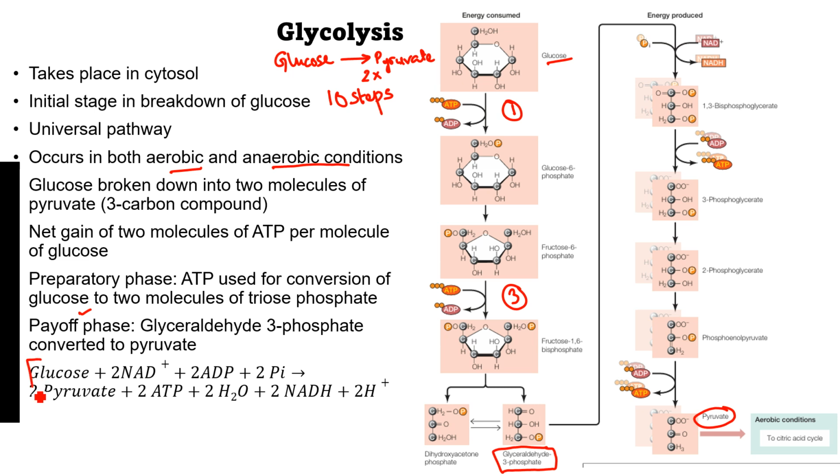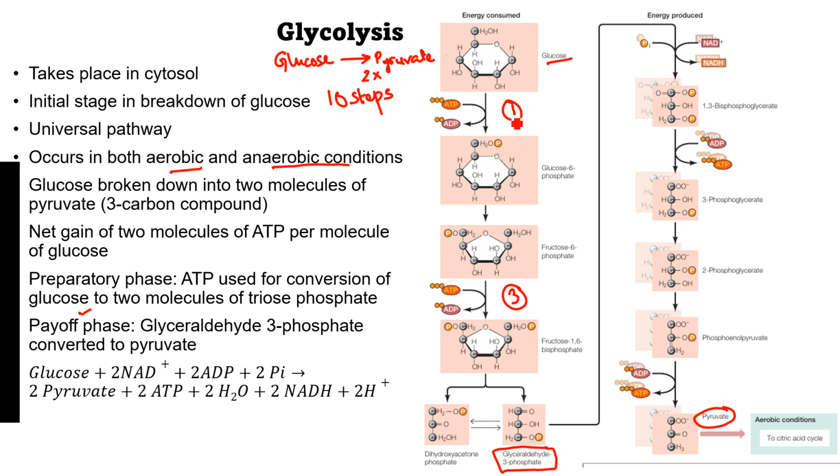Okay, so the overall reaction, if you can write it, what is it? It is glucose plus 2 NAD plus 2 ADP plus 2 Pi giving me two pyruvate molecules, two ATP, two water molecules, two NADH, and two H plus. So a couple of things you have to remember about the glycolysis pathway.